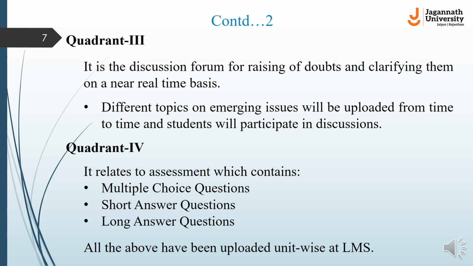The fourth quadrant relates to assessment; it is basically the examination quadrant. Here we will do the assessment on the basis of question papers that will be given to the students, and there will be 3 sections in every question paper. The first section will be multiple choice questions, the second section will be short answer questions, and the third will be long answer. All of the above have been uploaded unit-wise at LMS. Every student needs to appear for the questions of each unit.